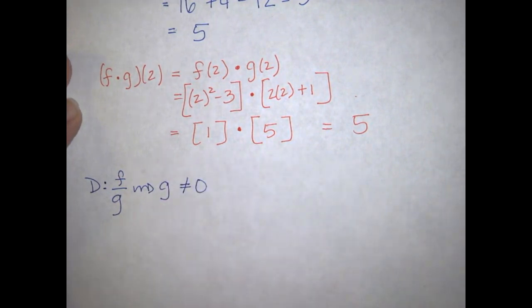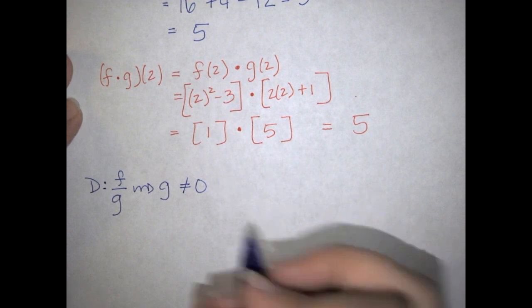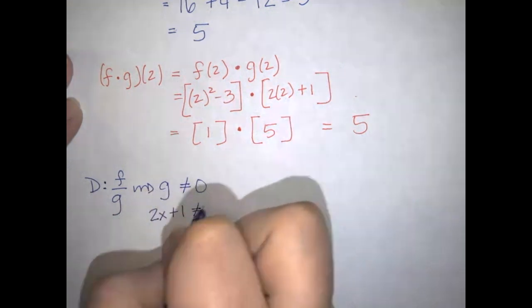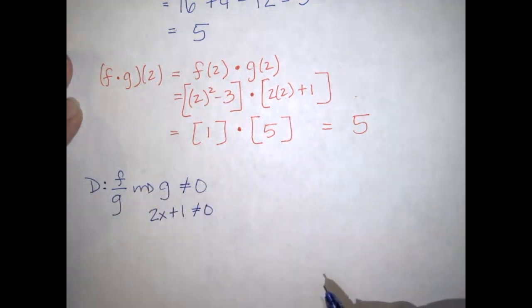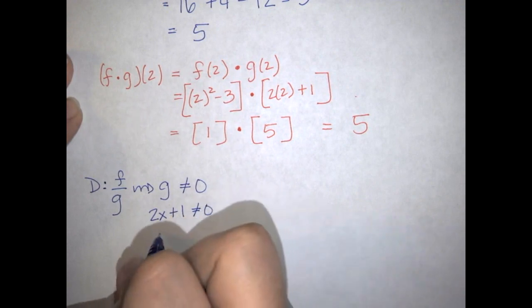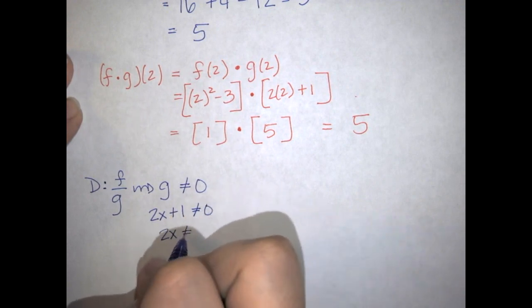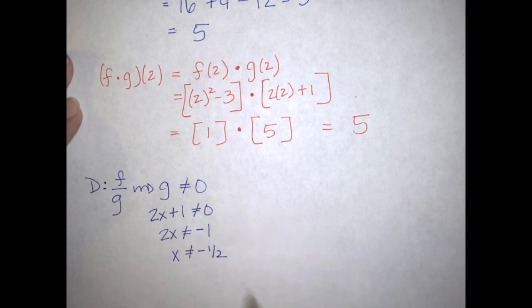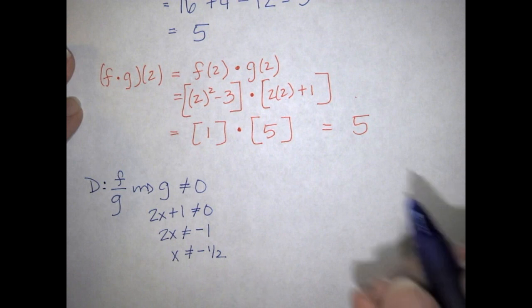Okay? Well, in this case, what do we know? We know g of x is 2x plus 1. So therefore, 2x plus 1 can't be 0. Therefore, 2x can't be -1, or x cannot be -1/2. Now, slow your horses before you get all excited, because we do actually have to set up your division.